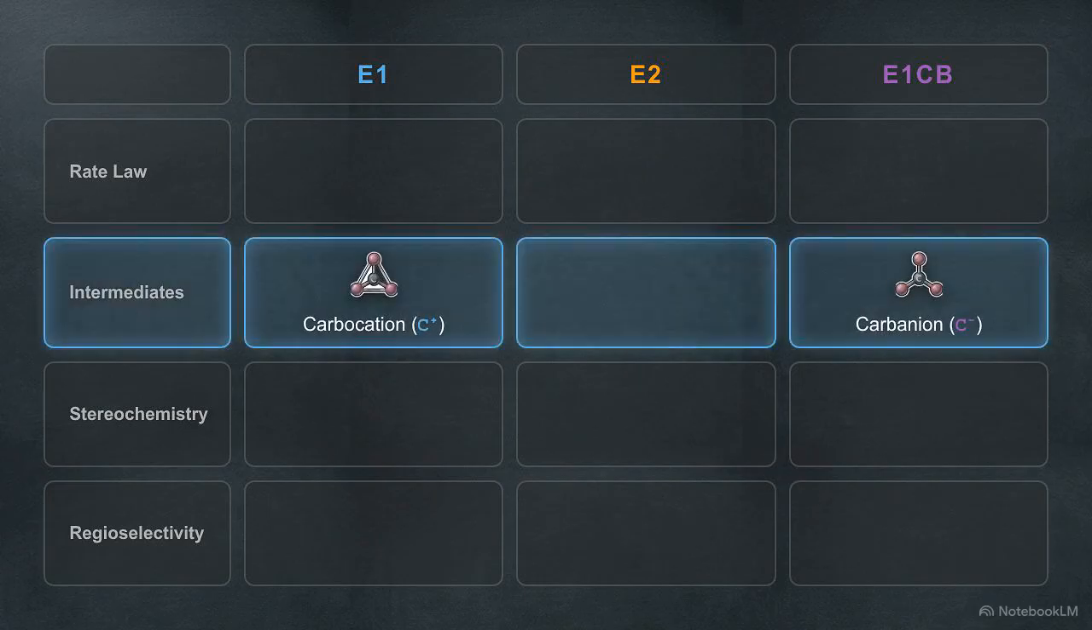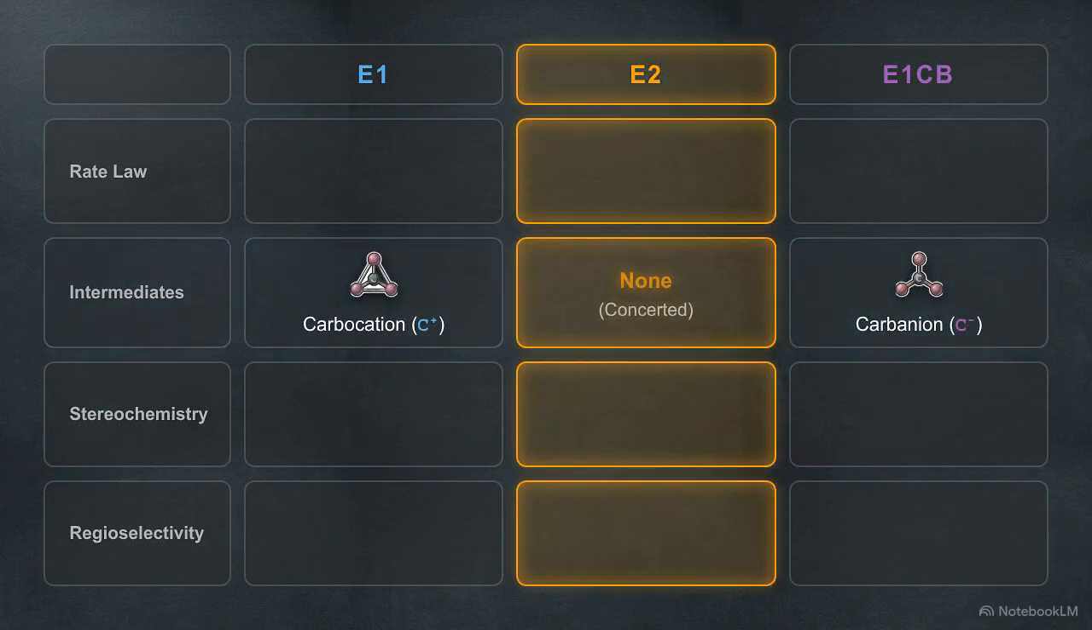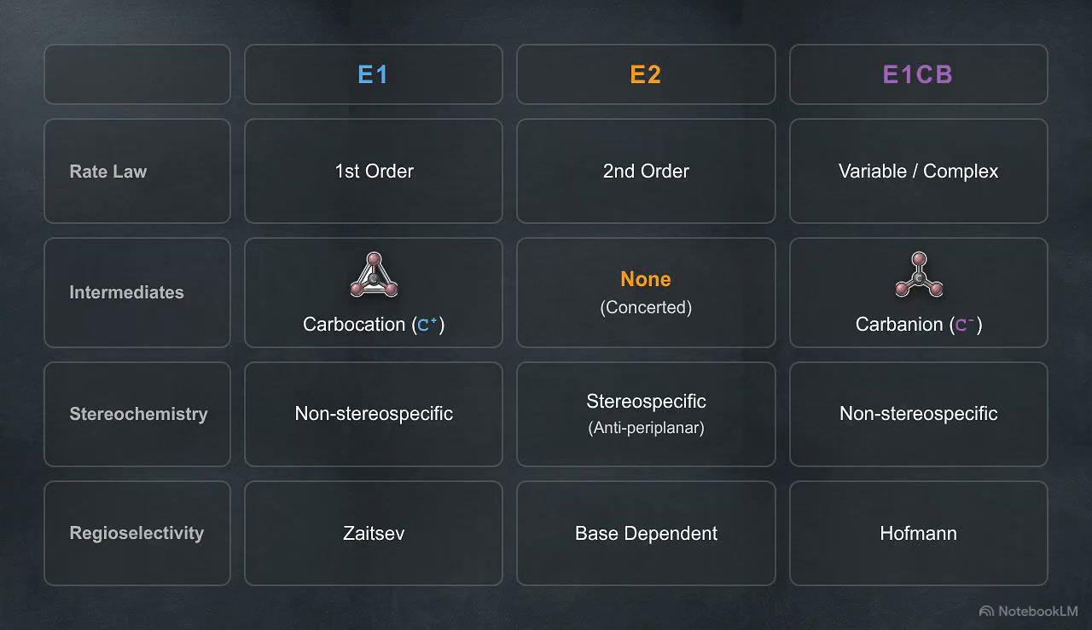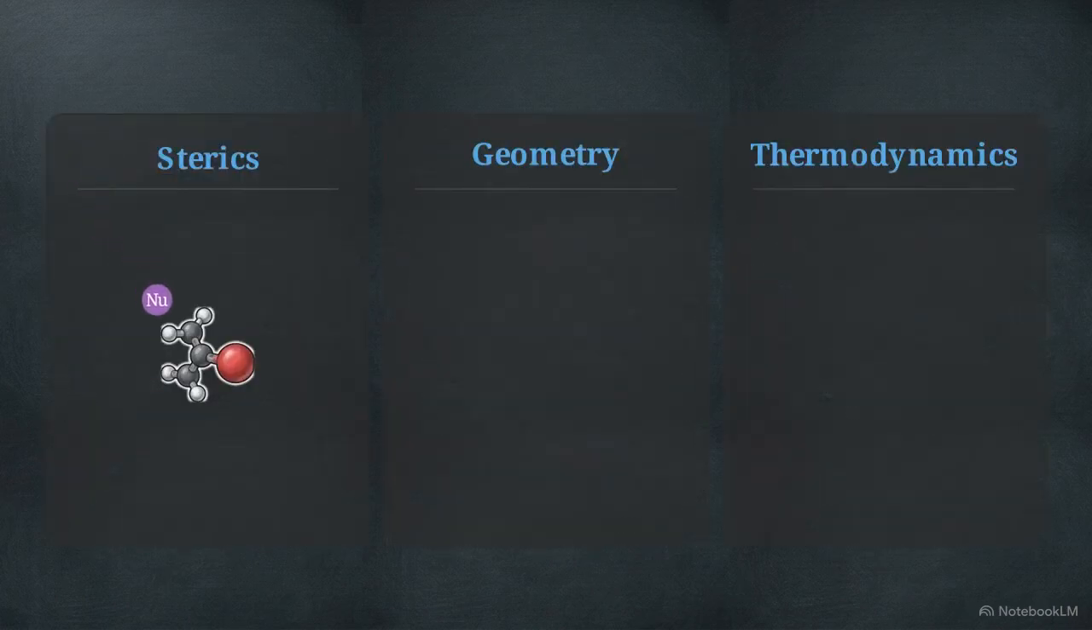To keep these straight for your exams, use this matrix. E1 and E1CB involve carbocation or carbanion intermediates, while E2 is concerted. Each pathway reacts differently based on sterics and regioselectivity. Substrate sterics set the mechanism, the strength of the base directs the thermodynamic route, and three-dimensional geometry determines the final chemical product.